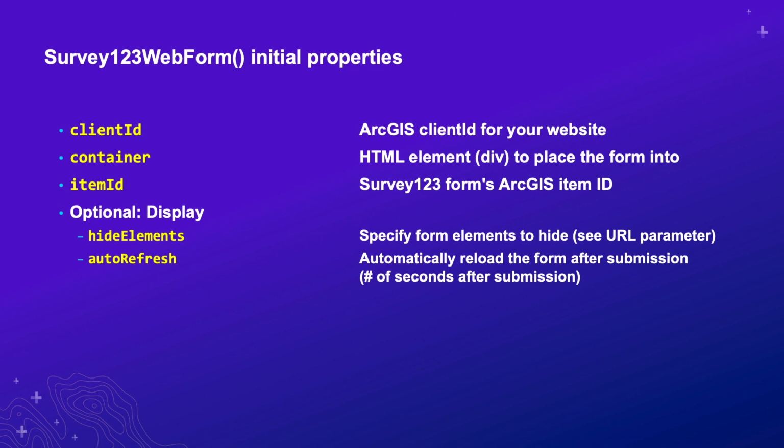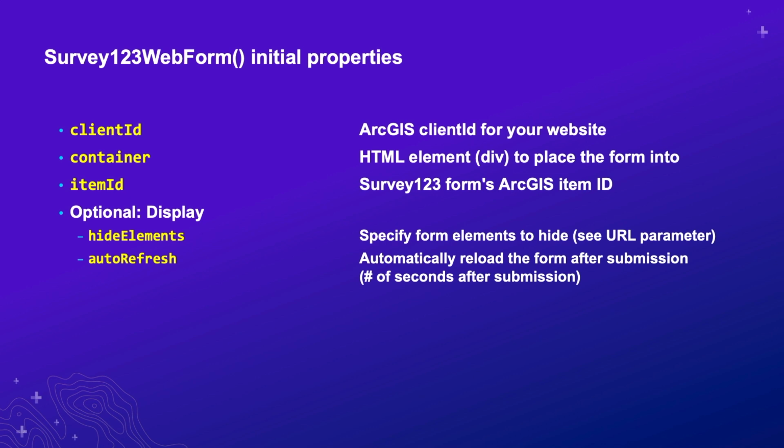As we've seen, using the JSAPI is pretty straightforward. Provide a space for the form, identify which form you want, and register your application with the same ArcGIS organization that hosts the form. Let's dive into the properties you can provide when loading a web form.